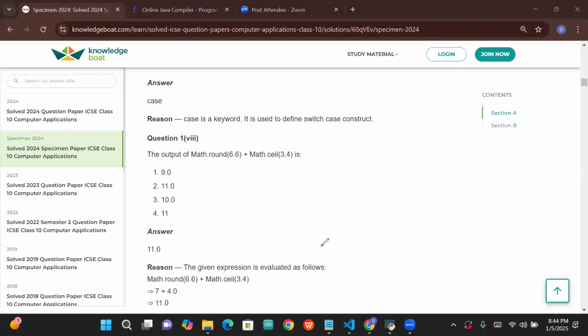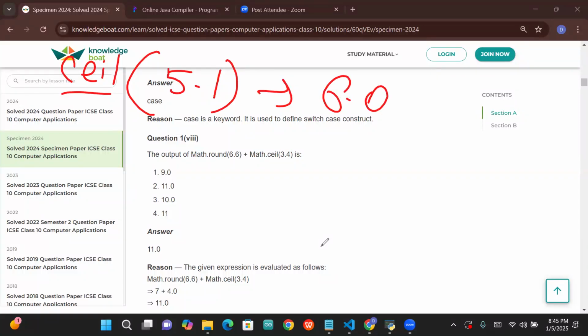Ceiling will convert it into a higher value. If you convert 5.1, 5.1 will be converted not into 5, it will be converted into 6.0, right? Because 6.0 is higher as compared to 5.0. Now, if your value is minus 5.1, then which value is higher, minus 5 or minus 6? Minus 5 is higher, na? So it will be converted to minus 5.